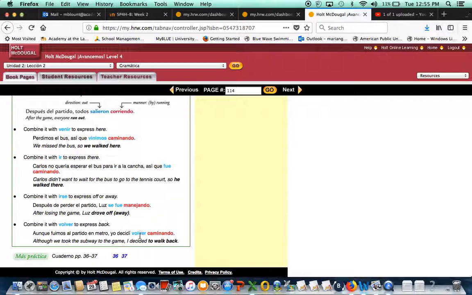Now pay attention that this volver right here is not conjugated, and I want you to think why. It's not conjugated because this one right here is already conjugated, okay? And all this is talking about this subject right here, which is us. So you conjugate the first one, you don't conjugate the second one, okay? Remember, we follow the same rules we have done in 1, 2, and 3.